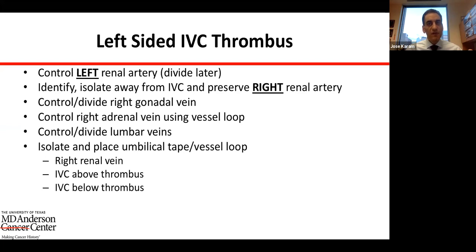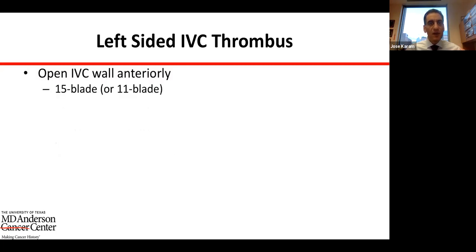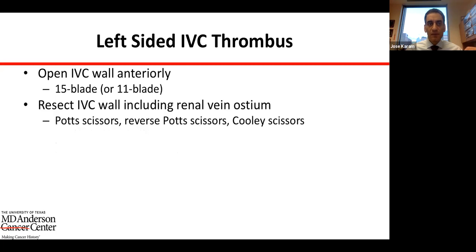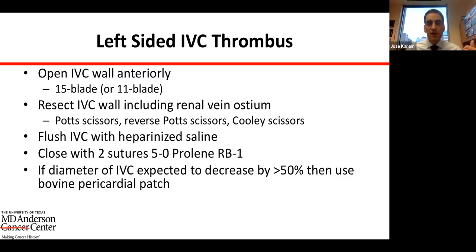And like I mentioned, for the right side, you want to control now the contralateral renal vein, the IVC below, and the IVC above the tumor thrombus. And generally, we use clamps the majority of the time, and we clamp the IVC below the thrombus, then the renal vein, and then the IVC above the thrombus. And then we open the IVC wall, resect the IVC wall, including the renal vein ostium, flush, close with running sutures, and again, use a bovine pericardial patch if needed. And at the end, we do the nephrectomy.